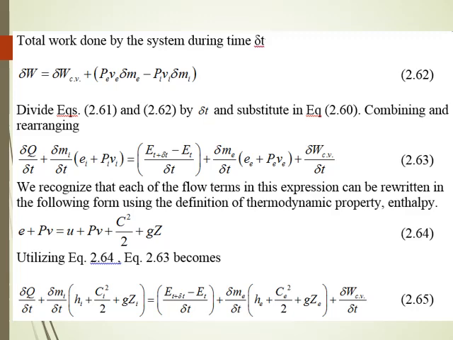So E plus PV can be written as U plus PV plus C square by 2 plus GZ, because here E, the specific energy, is equal to U plus C square by 2 plus GZ. When added with PV, that gives us equation number 2.64. So we substitute the value of U plus PV by H, and we rewrite equation 2.63 so that it becomes equation number 2.65 in terms of enthalpy.